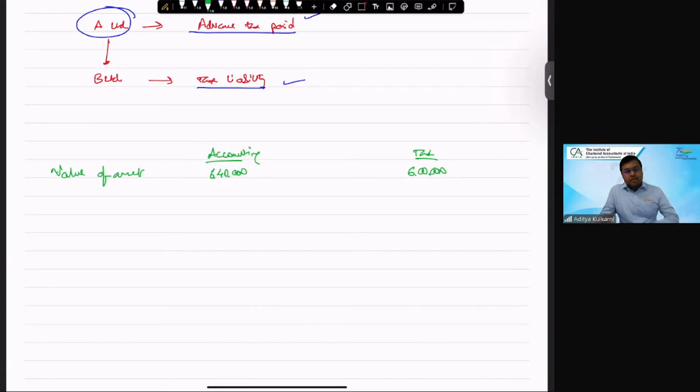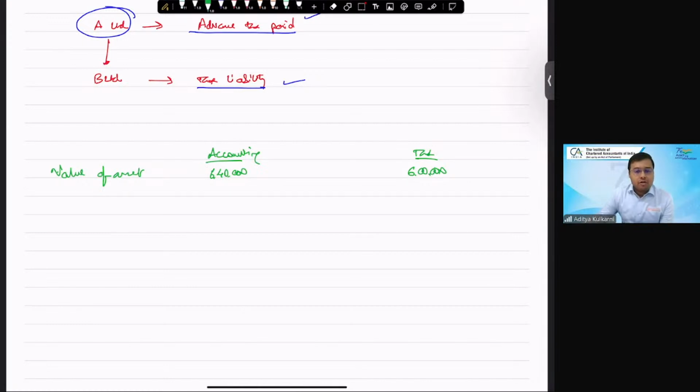This asset will be used to generate income. That income is taxable income. Against that income, the asset will get depreciated. Yes or no?